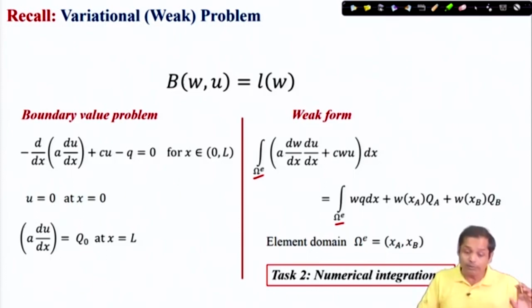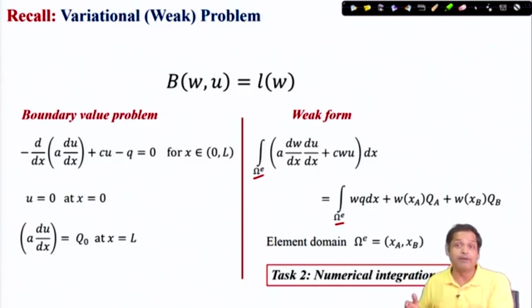So from the weak form, to get the element level equation, a set of n algebraic equations, we need to have two important jobs done. One is approximation of test and trial function via shape function, and the second thing is the numerical integration.